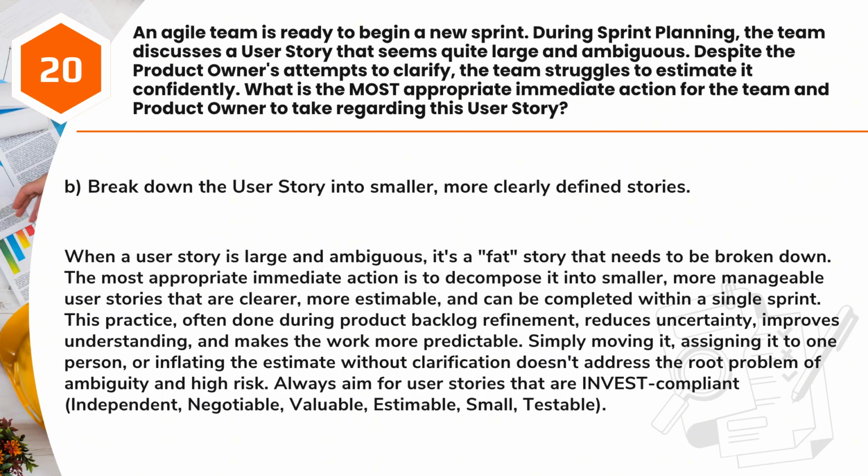Answer: B. Break down the user story into smaller, more clearly defined stories. When a user story is large and ambiguous, it's a fat story that needs to be broken down. The most appropriate immediate action is to decompose it into smaller, more manageable user stories that are clearer, more estimable, and can be completed within a single sprint. This practice, often done during product backlog refinement, reduces uncertainty, improves understanding, and makes the work more predictable.